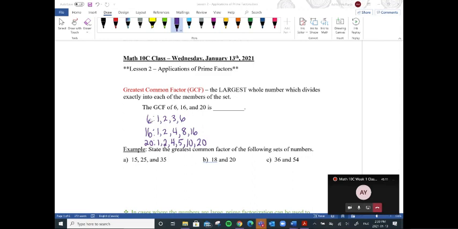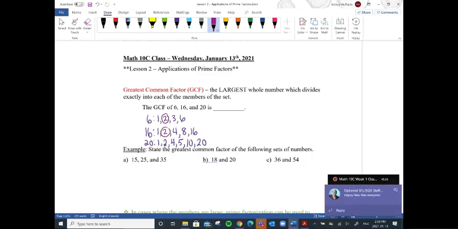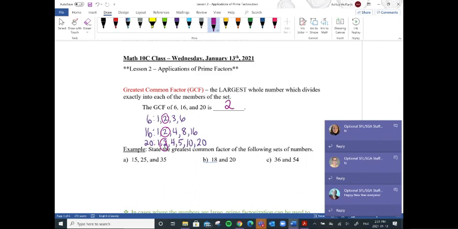Okay, so once you have all your factors listed, we're going to go through each list and just see what's the biggest one that exists in all three. So there's no 3 and 6 here, so the biggest one in all three lists would be 2. So what that means is the greatest common factor of these three numbers is 2. So it's just the biggest number that divides out of all three of those numbers.